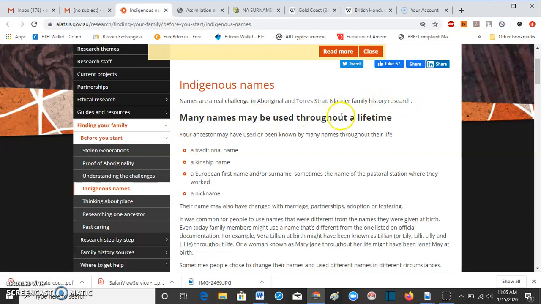Many names may be used throughout a lifetime. Your ancestor may have used or been known by many names throughout their life: a traditional name, a kinship name, a European first name or surname, sometimes the name of the pastoral station where they worked. Okay, that's what I'm talking about.